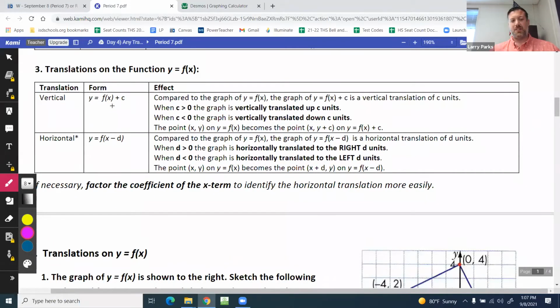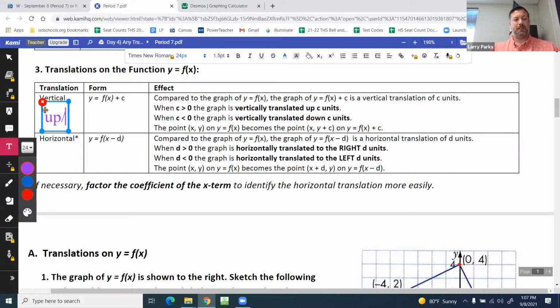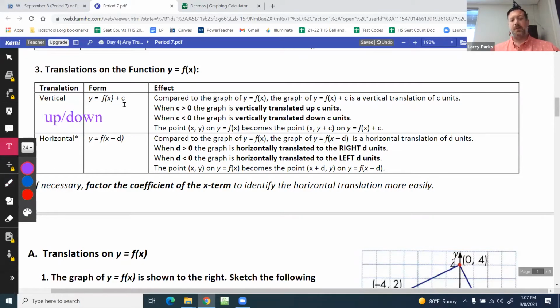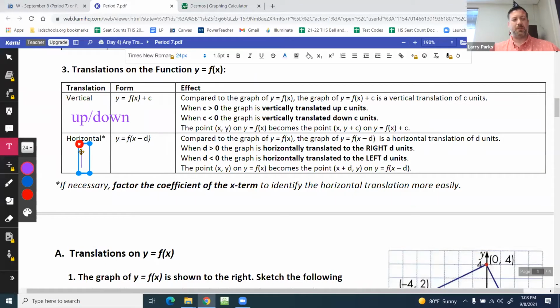If I see this notation, it means we need to move it up and down. So that's what vertical would mean, up and down. Remember, when C is positive, it goes up. When C is negative, it goes down. And when you have something inside the parentheses, remember it's the opposite. So if it says negative, it goes to the right. And if it says positive, it goes to the left. So horizontal, this would be left and right.